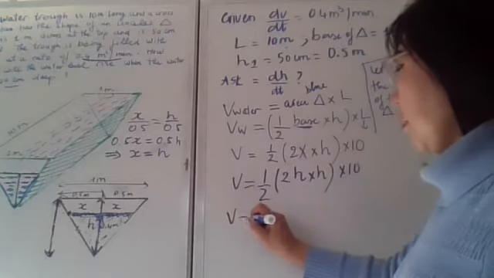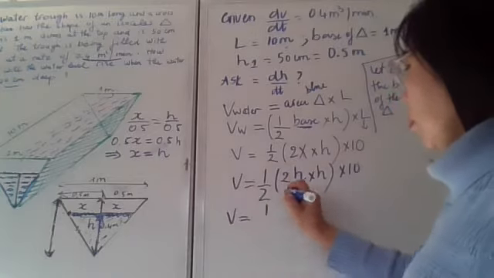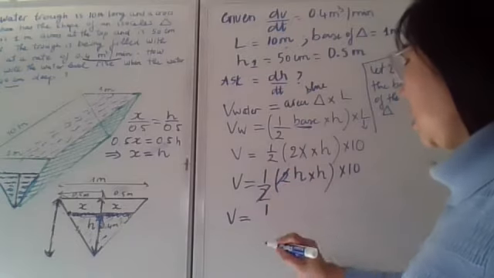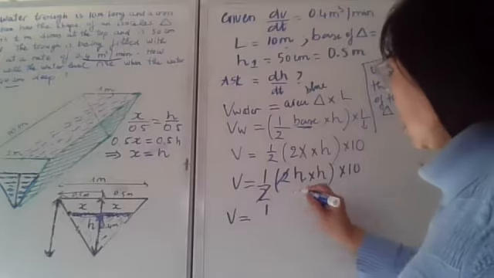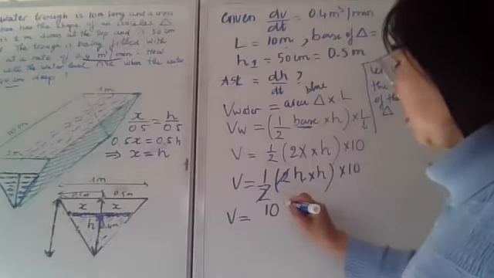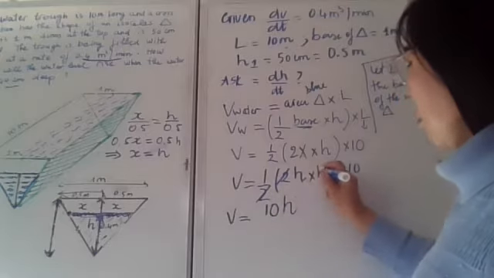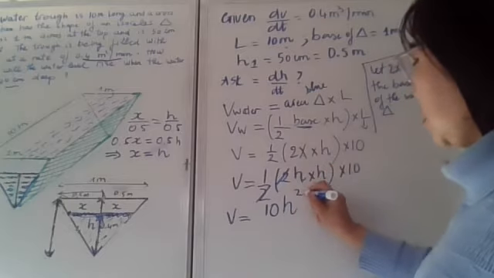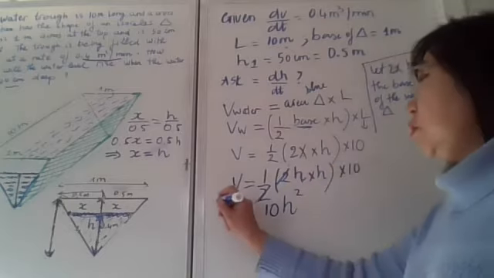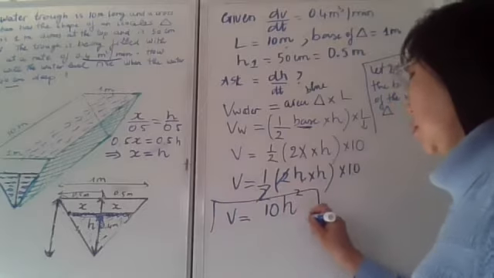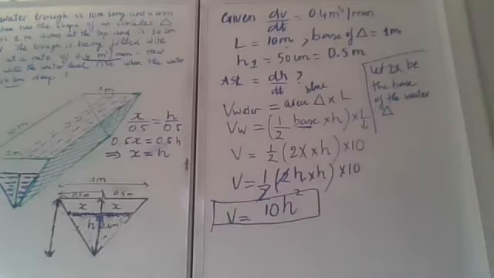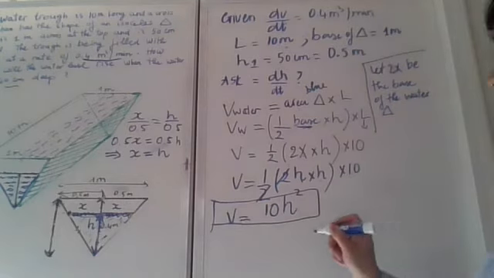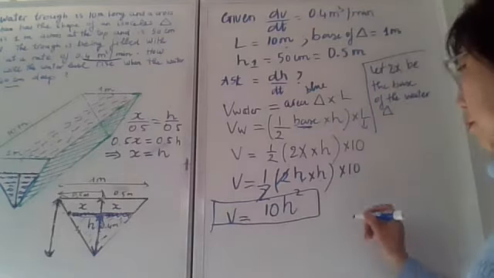So let's simplify one more. We have the 2 here cancel with the 2 here. The h here times the h here, and times 10. So I'm going to put the 10 first. And h power 1 times h power 1 is h power 2. So this is our function. We want to take the derivative of this function. So let's do the derivative of this function.